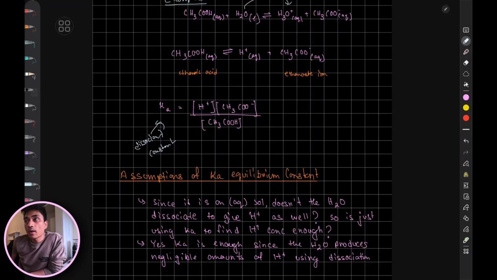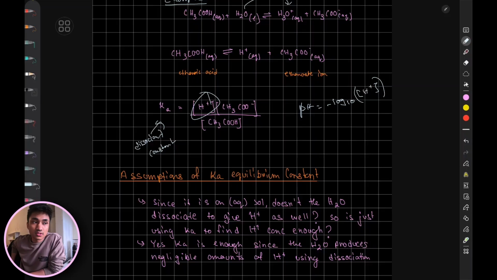Why is it useful? This will help you find out the pH of acids. You can find out the pH of acids using these equations. You find out the concentration of H plus, and then you use pH equals minus log base 10 of the concentration of H plus.